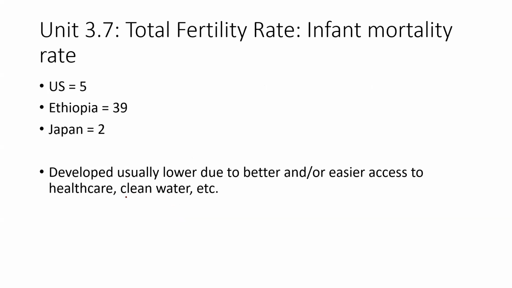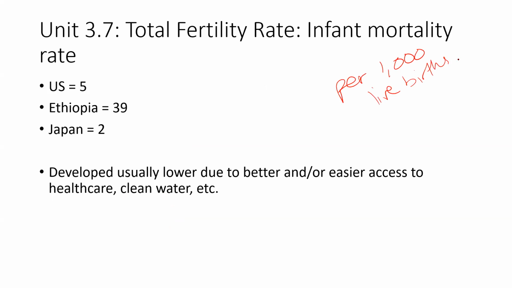So our infant mortality rate, in the US it's 5, in Ethiopia it's 39, and in Japan it's 2. Developed countries usually have lower, and remember this is per 1,000 live births. So per 1,000, and we say live births because that gets rid of people who have stillbirths or miscarriages.